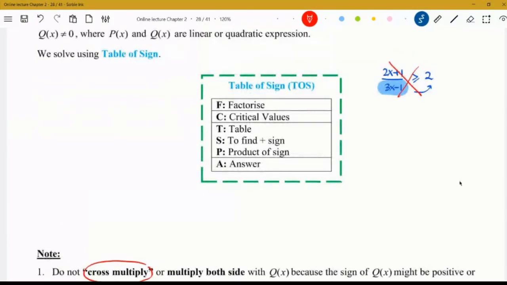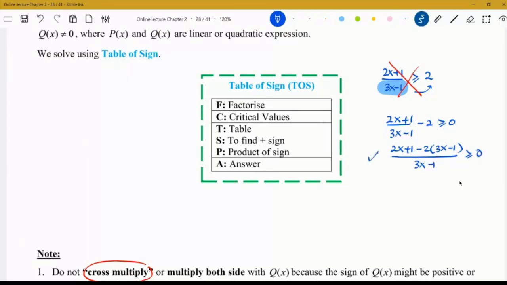Okay, so macam mana nak selesaikan yang ini adalah kita akan pindahkan semua sekali ke sebelah kiri. Kita balancekan denominator, 2x plus 1 minus 2(3x minus 1). Pembawah dia sama adalah 3x minus 1 greater than equal 0. Ini baru method yang betul untuk rational inequalities. Okay, so jangan sesekali pindahkan bahagian bawah ni ke sebelah kanan. Sebab kita bukan method cross multiply. Sebab dia adalah inequalities. Kalau equation, that's fine.